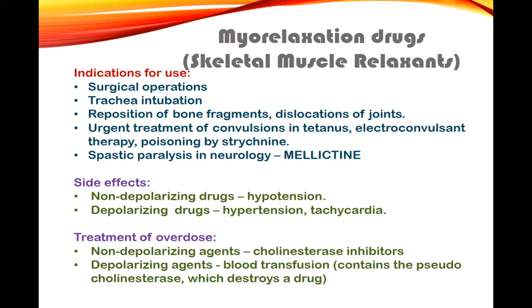because succinylcholine is alike acetylcholine, has esteric bonds and is metabolized by esterases. In donor blood, especially in donor's plasma, there are a lot of pseudocholinesterases, and they help to destroy succinylcholine and to stop its effect.